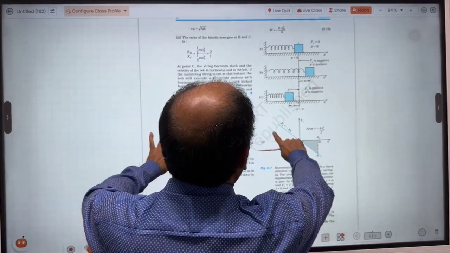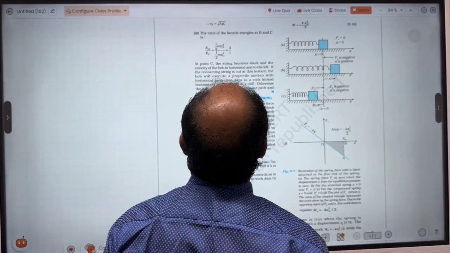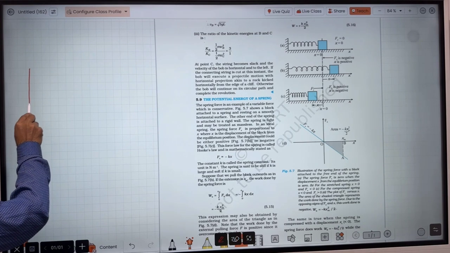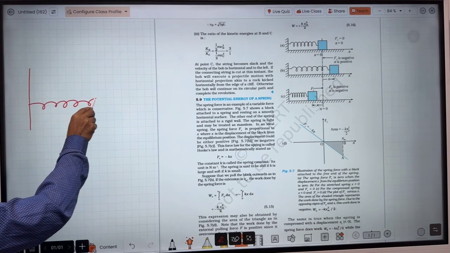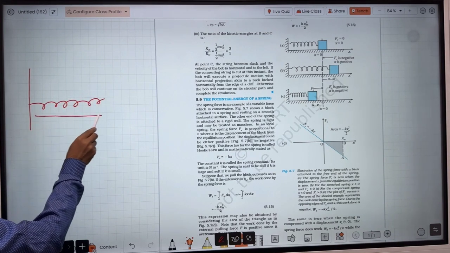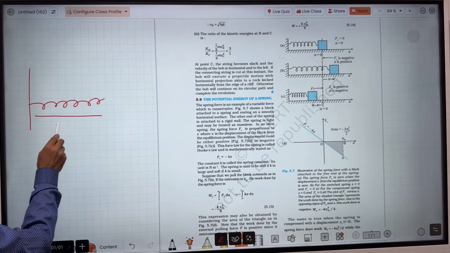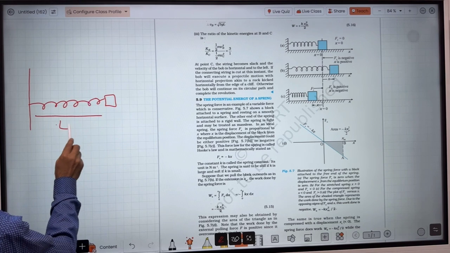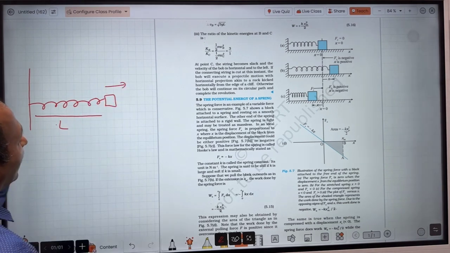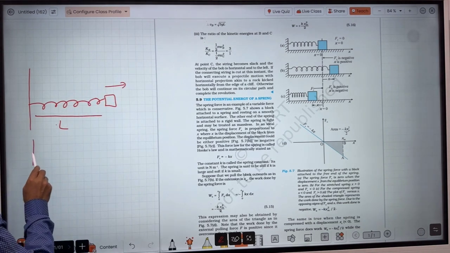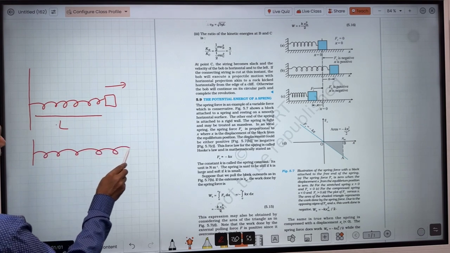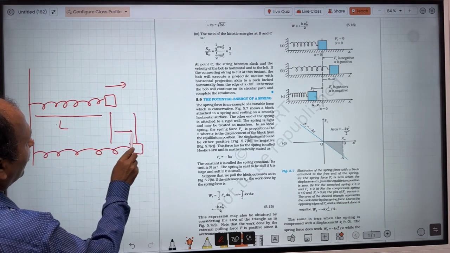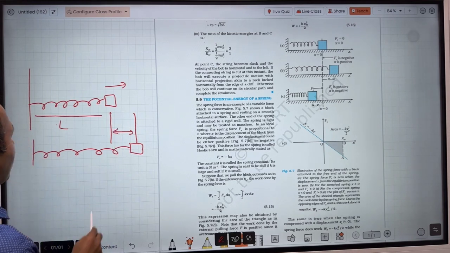we are going to consider the situation of a spring. What happens in different cases? Suppose this is a spring and its natural length is say L and here is one mass. And now if we apply some force on it, there will be extension in it. Say suppose this is the new situation, so we can compare what extension has taken place.